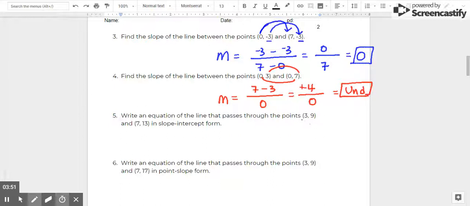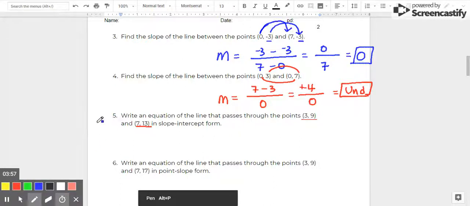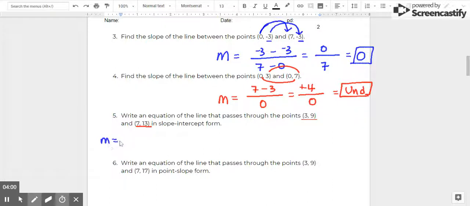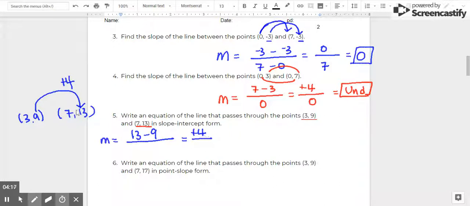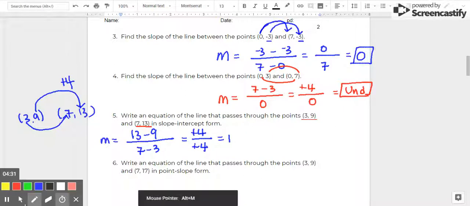All right, when you write an equation with 2 points, when 2 points are given, you should find the slope first. So we're going to find the slope. Let me just rewrite it. 3 to 9, 7, 13. So what's the change from 9 to 13? It's 13 minus 9, or you can say it's increased by 4. So you can put 4. And 3 to 7, it's increased by 4. Or you can also subtract the first number from the second number. So the slope is 1. So now we can put it in the slope-intercept form.